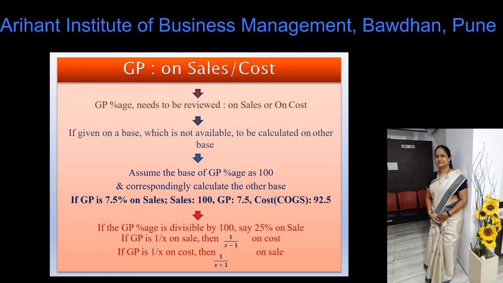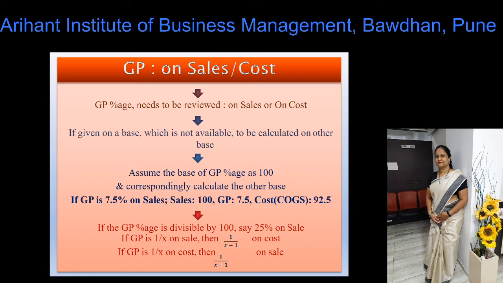Then the gross profit percentage needs to be reviewed, whether on sales or on cost. If it is given on a base which is not available, it should be calculated on a general base, assuming it as 100%. Gross profit is 7.5% on sales. If sales is 100, gross profit is 7.5. Then cost of goods sold will be 92.5.